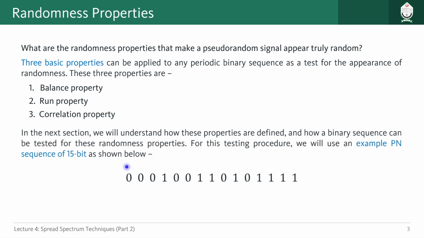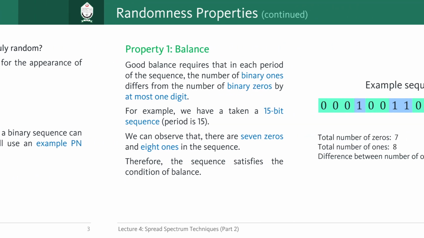In the next section we are going to understand how these properties are defined, and also we are going to take one example sequence, a 15-bit example sequence. This is actually a pseudo-random sequence which we will generate later on, and for now we are going to use this sequence to test these three properties, and finally we will prove that our 15-bit sequence is a pseudo-random sequence. So let us start with this.